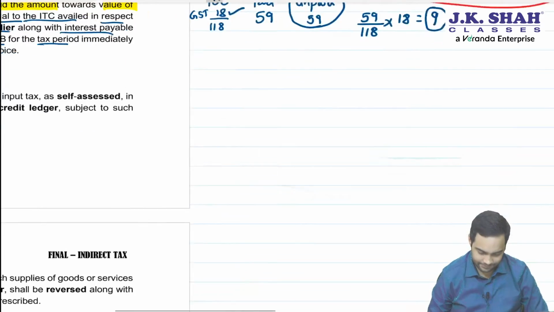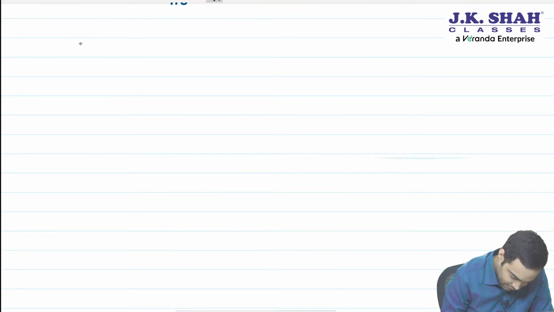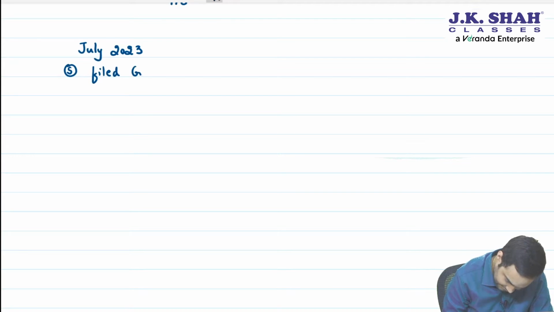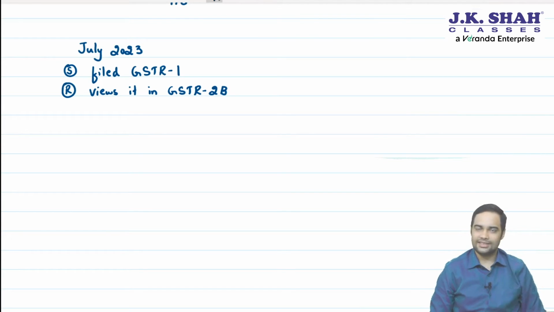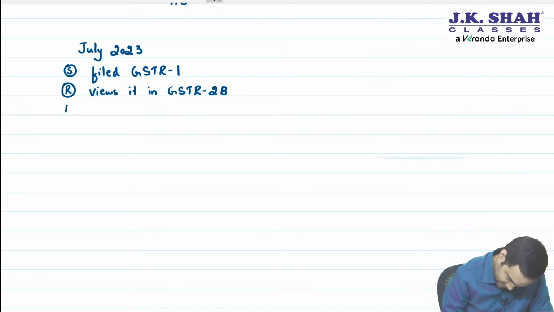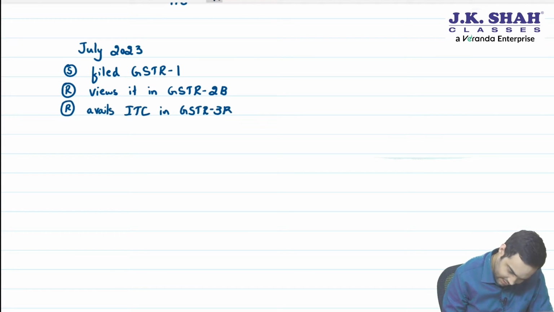See it very carefully. Say suppose we talk about July 2023. Now, supplier filed GSTR-1. Recipient views it in GSTR-2B. So till now no problem. Supplier has filed his GSTR-1. I have seen it in GSTR-2B. Recipient avails ITC in GSTR-3B. Sir, can we avail ITC in GSTR-3B?